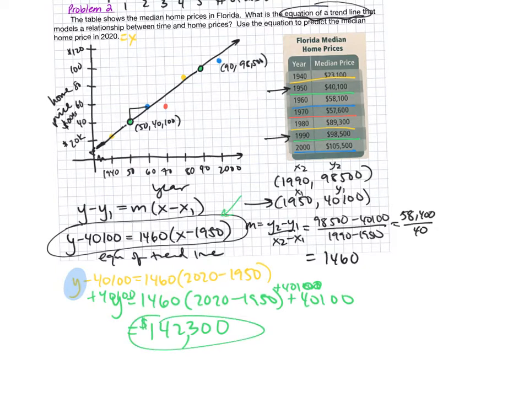Okay, so you make your scatter plot, you pick 2 points that you think make a good line that represents where you think the data is going, then you come up with an equation of that line, and then you use that equation to predict in a future time.